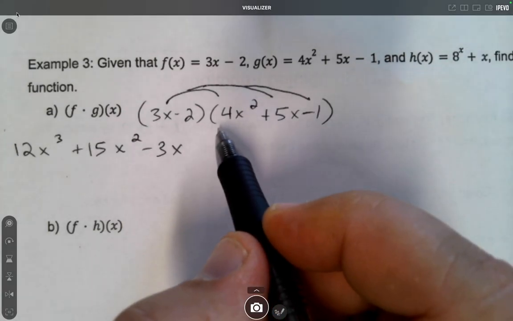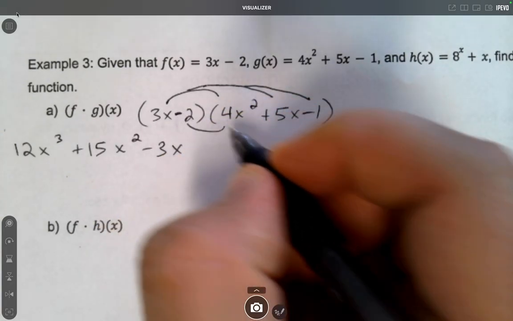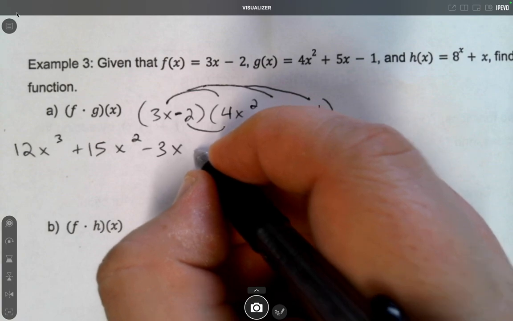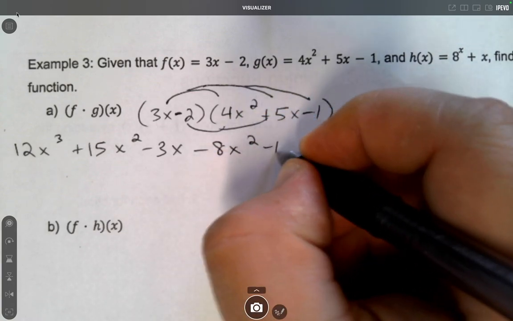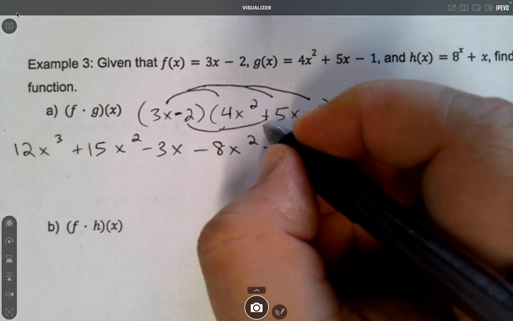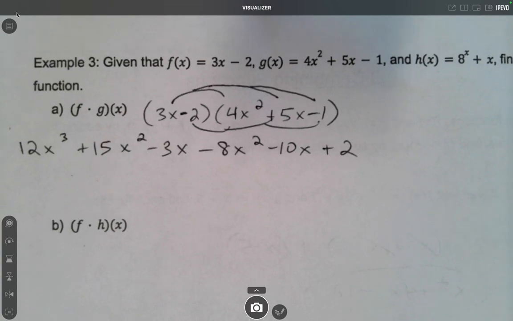Now I need to multiply everything in this parenthesis by negative 2. So we treat that minus like it's a negative. So negative 2 times 4x squared is negative 8x squared. Negative 2 times 5 is negative 10, and we keep the x. Negative 2 times negative 1 is positive 2. So I'll pause there because I want to make sure you're able to follow through with all that.